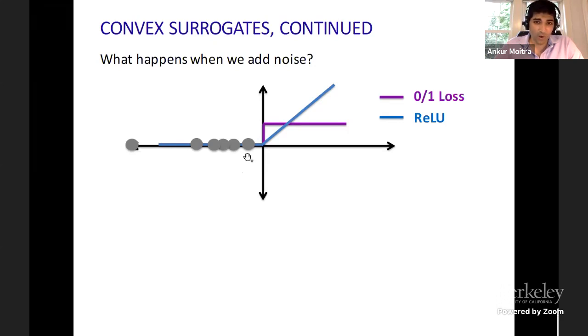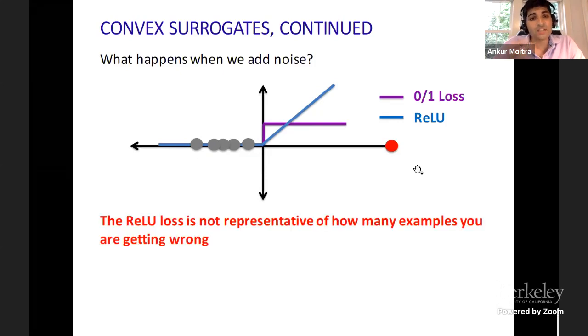Now, if you think about what ends up happening, let's imagine that these are my pre-noise data points. Beforehand, I have the correct hypothesis and it perfectly fits my data. But now what happens if I add random classification noise? I might take one of the extreme examples and flip it all the way to the other side. The problem with this is that the ReLU loss is now really large. It's way, way larger than the 0, 1 loss.